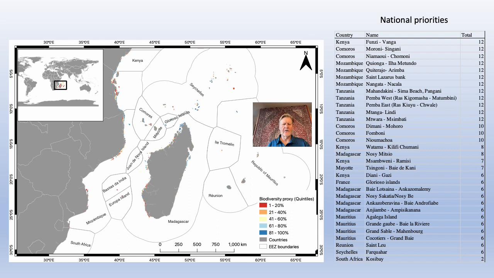Here are the national priorities. All countries, therefore, have their own representation. Many of them are countries that would be excluded from a provincial or ecoregional priority. For example, you can see Mauritius, Seychelles, South Africa now have their own priorities based on the national prioritization process.